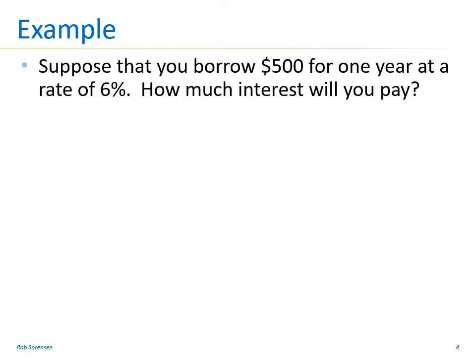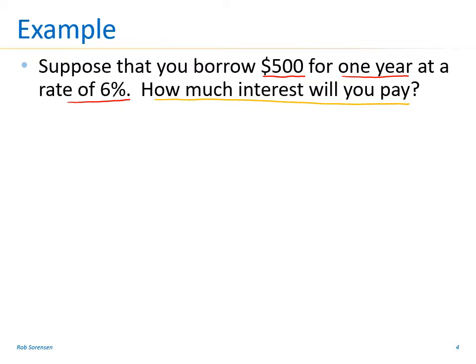Here's an example to get us started. Let's suppose we borrow $500 for 1 year at a rate of 6%. How much interest are we going to pay? Well, I can go through. I borrowed 500 for 1 year at a rate of 6%. It doesn't say per annum, but if it doesn't say anything, we'll assume it's annual. And then the question is, how much interest are we going to pay? All right, so that's our question at the end. So let's go and have a look at that.